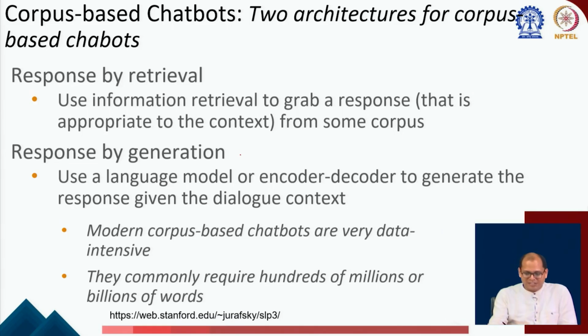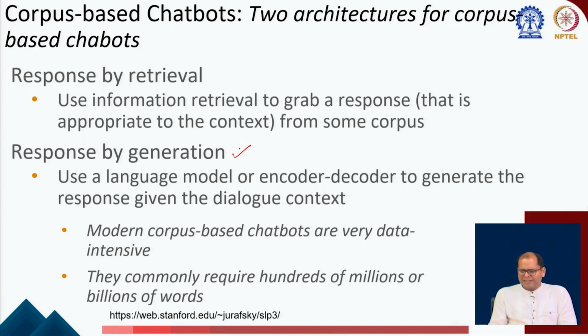The other kind of architecture will be by generation. That is, I have the context, I have a query, so I'll feed it to the encoder through the input, and my decoder will generate the response, right? So a general encoder decoder, where you feed the context, the previous conversation history, and the previous query or the previous turn, and get the response from the decoder.